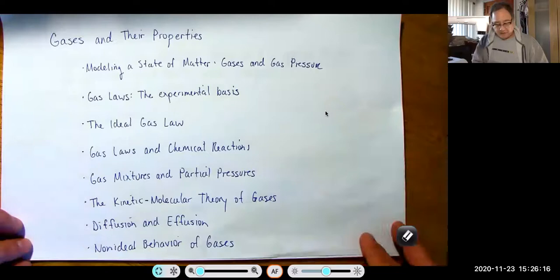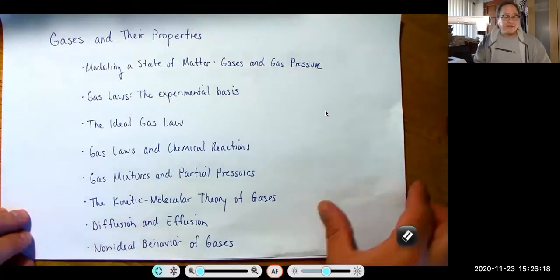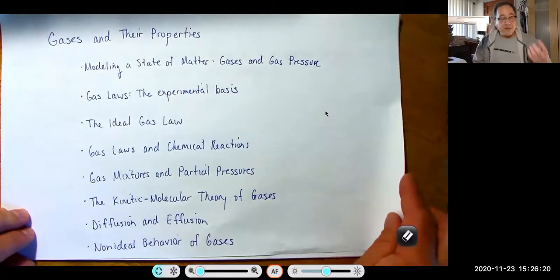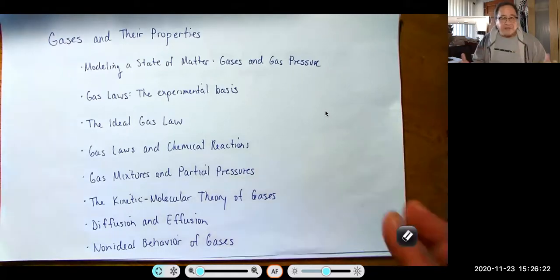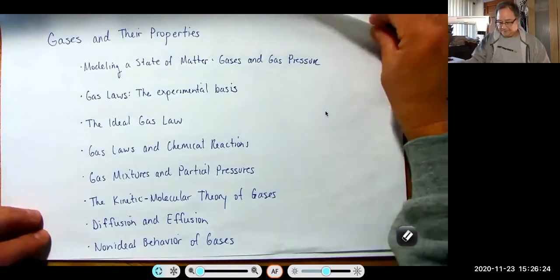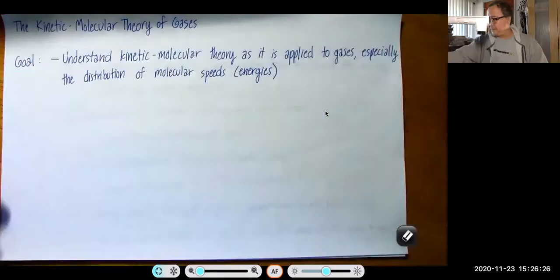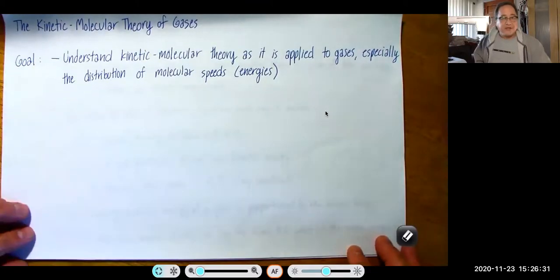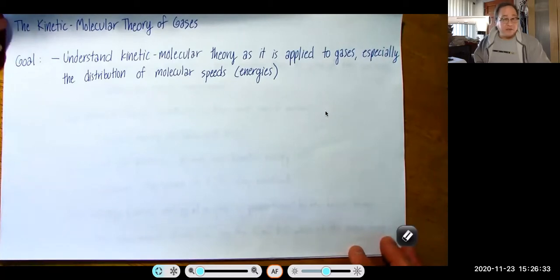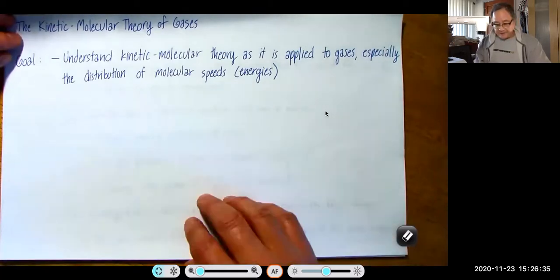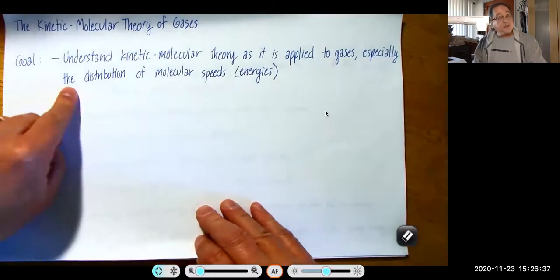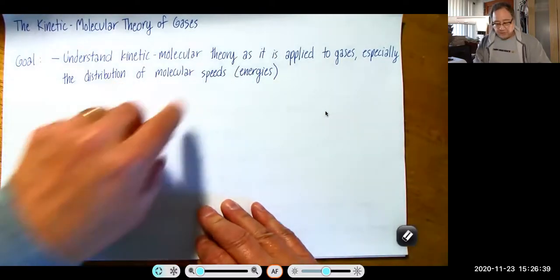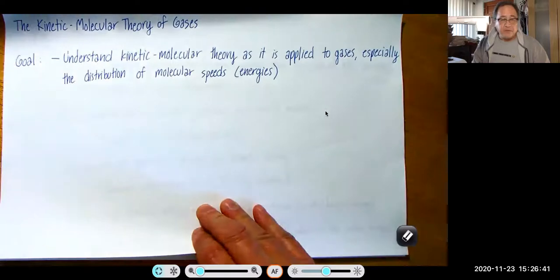This lecture is going to be about the kinetic molecular theory of gases, which is basically a molecular idea of how gases behave. Understand kinetic molecular theory as it is applied to gases, especially the distribution of molecular speeds, which is, well, proportional to the energy.